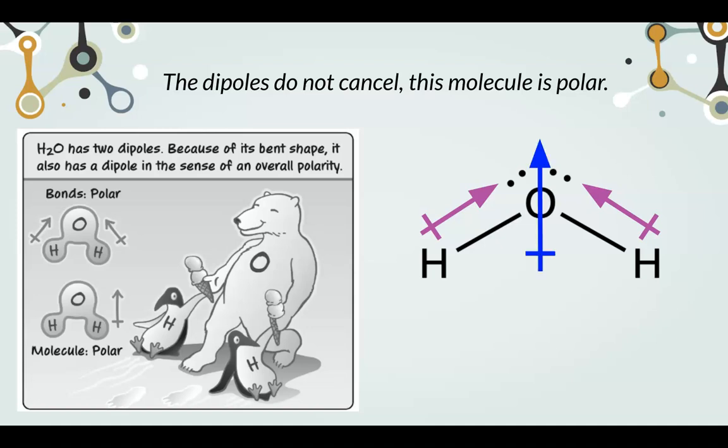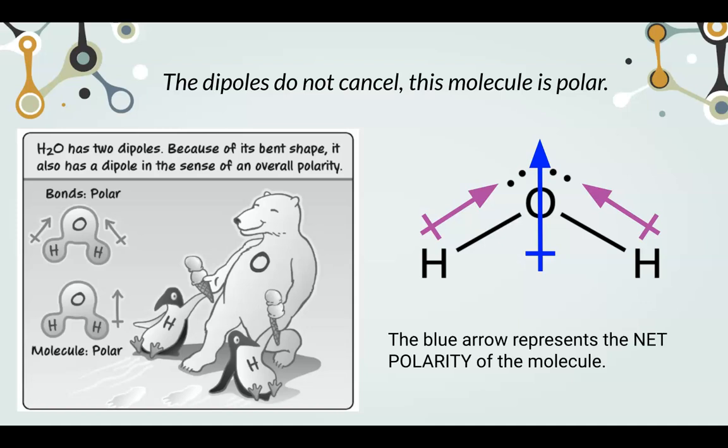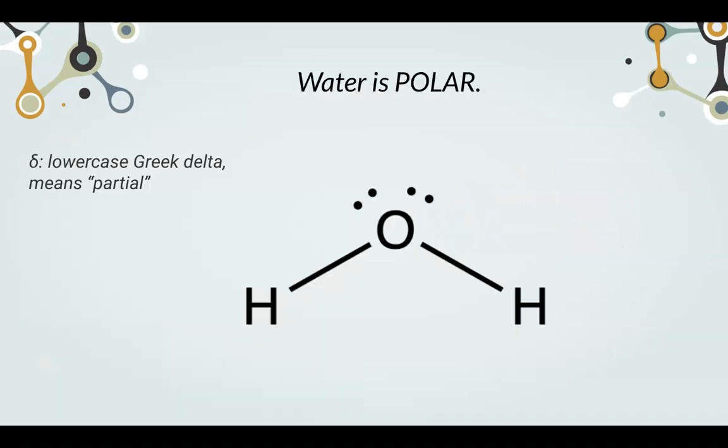We can represent the net polarity with this blue arrow here, and that shows basically that all the electron density is being pulled towards the oxygen and away from the hydrogens. So in summary, water is polar. I want you to have that stuck in your brain.